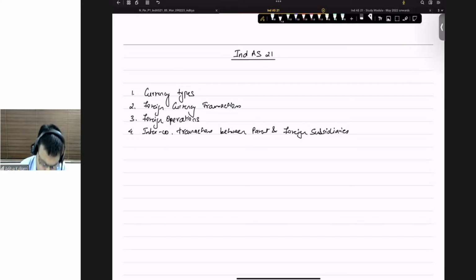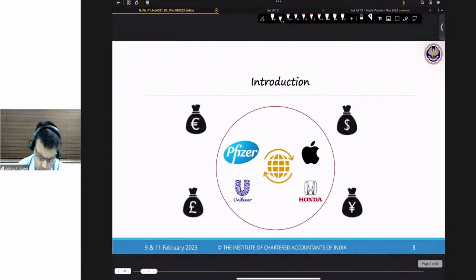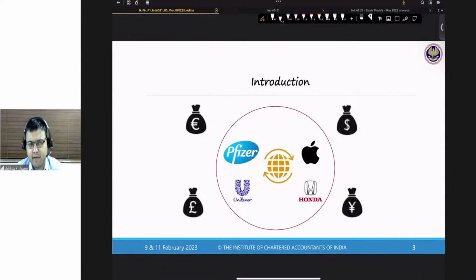So now coming to our discussion, the first one, currency types. This is largely a theoretical discussion, but it's an important one. It's a new one from the perspective of your understanding. We did not have this discussion earlier under AS11. So now, why did we need a separate standard that deals with foreign exchange?